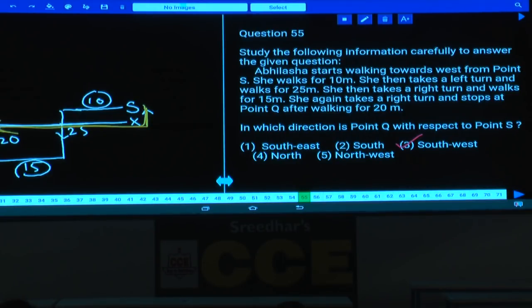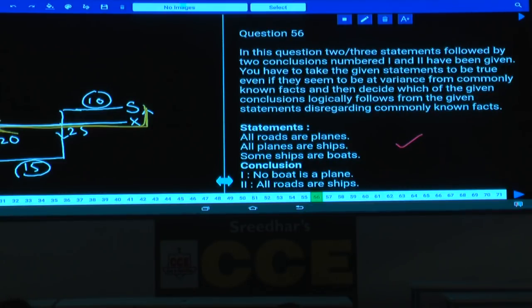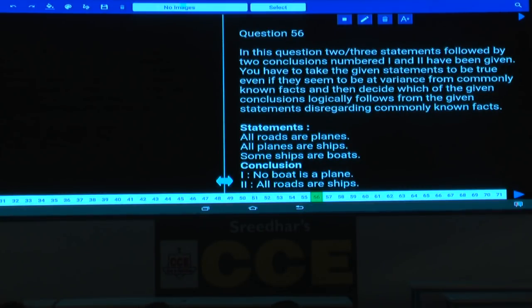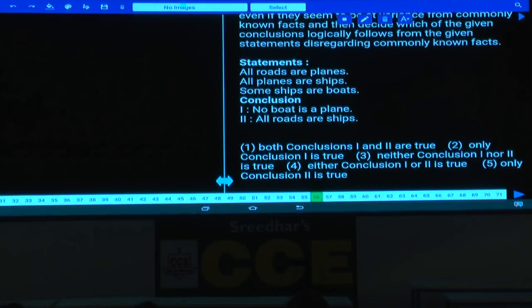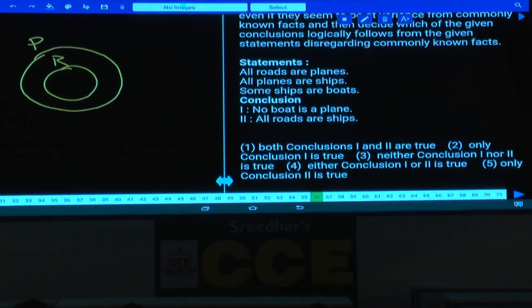Then 56 to 60. Now in these question numbers 56 to 60, these 5 questions are based on syllogisms. All roads are plains. All plains are ships. Then the first conclusion: no boat is a plain. And some ships are boats.